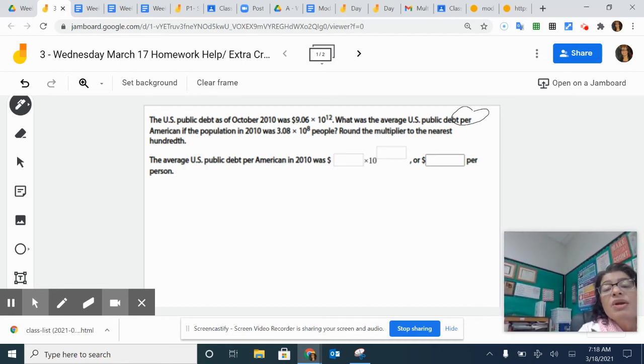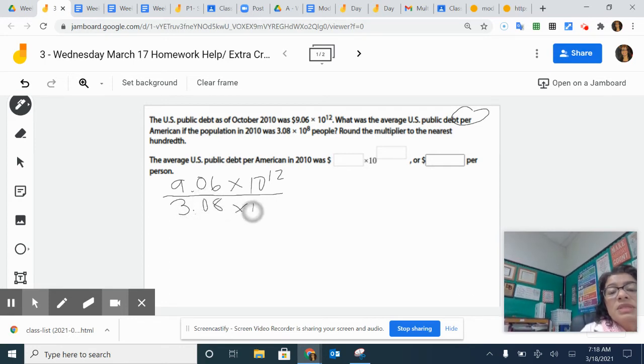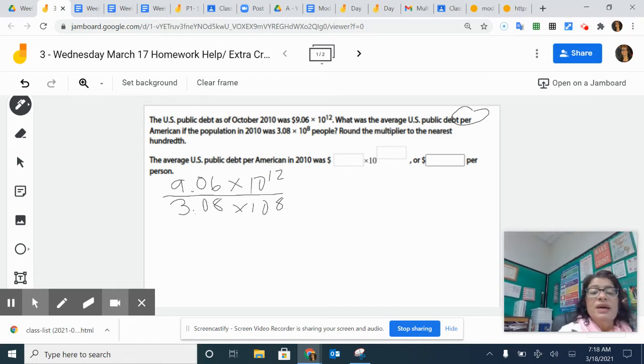Let me see if I can do it right here. Okay, so it's going to be 9.06 times 10 to the 12th power divided by 3.08 times 10 to the 8th power. And remember, when you are dividing, all you do is you divide the coefficient. So I'm going to divide 9.06 divided by 3.08. And it says round to the nearest hundredth.